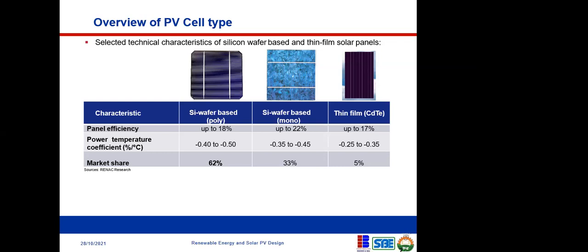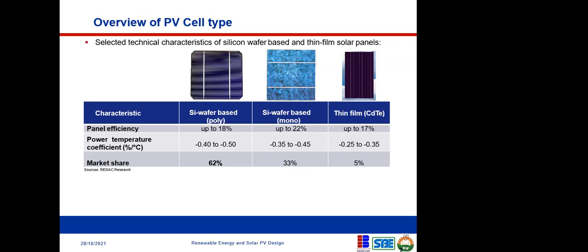Now for the poly, it can be up to 18%. For the mono, it can be up to 22%. Whereas for the thin film, it can be up to 17%. So if you look at that, something tells you that mono is the best in terms of panel efficiency. But there's another side to it.